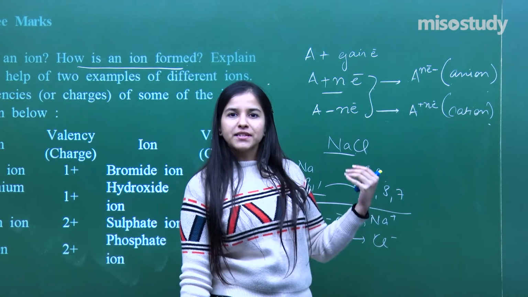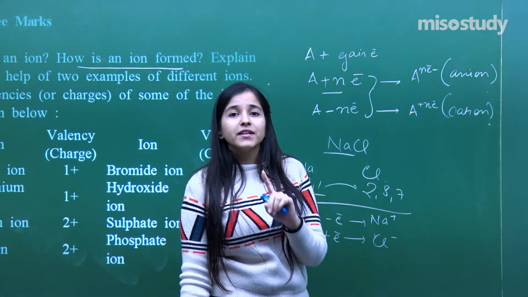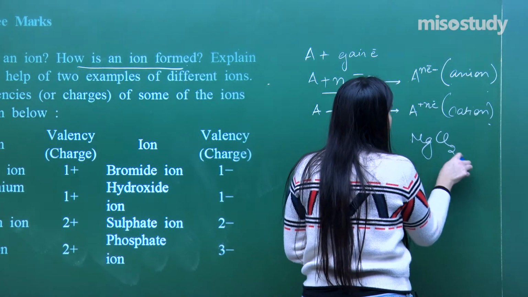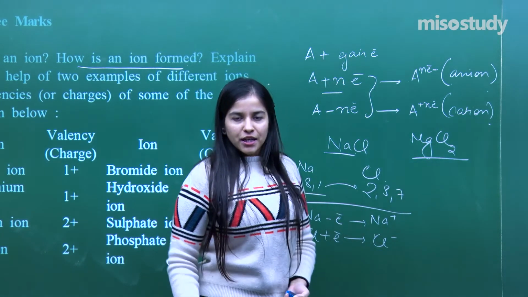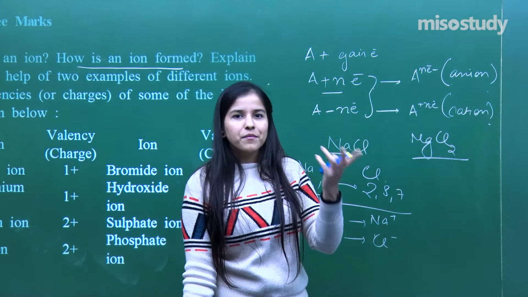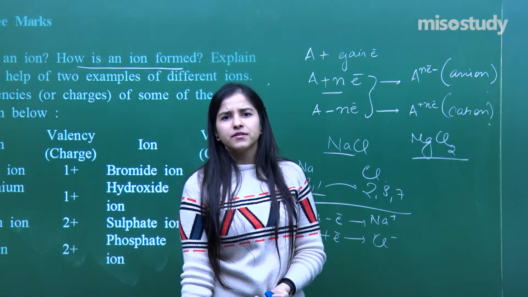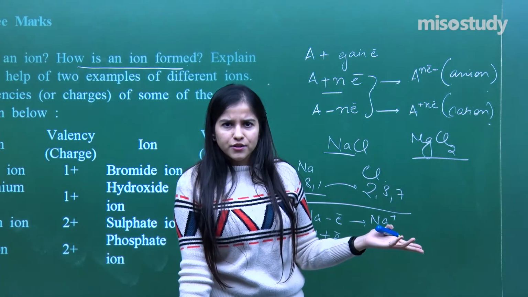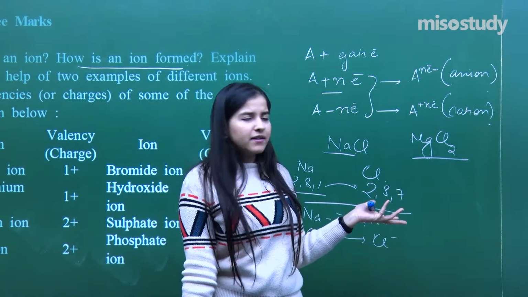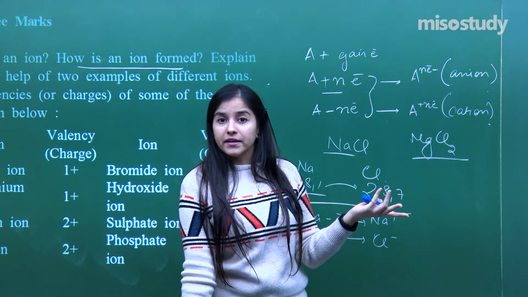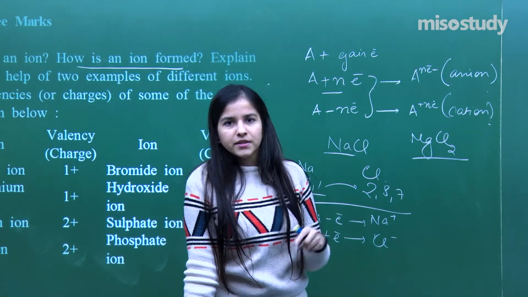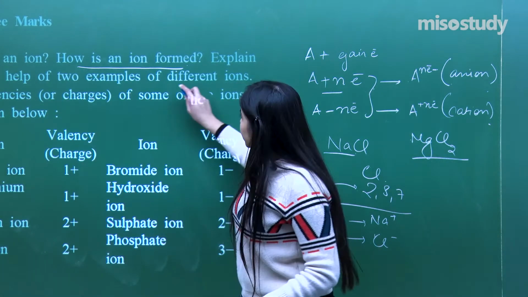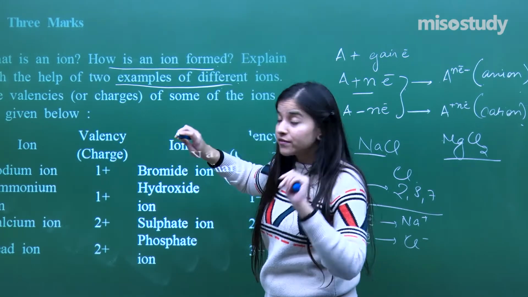You can take up different examples, but remember only ionic compounds are valid here. Maybe MgCl2, yes, this is also ionic. Even if you don't remember the name of an ionic compound, you can just form it. Take one usual metal and one non-metal, usually chlorine. So if I don't remember Na, let's say potassium along with chlorine, KCl, again an ionic compound. So that completes my part number 1 with 2 examples of different ions.